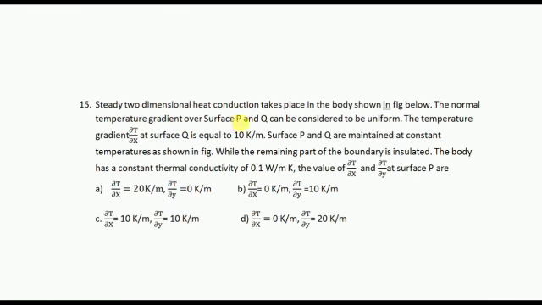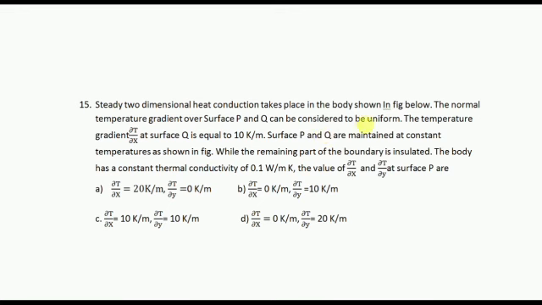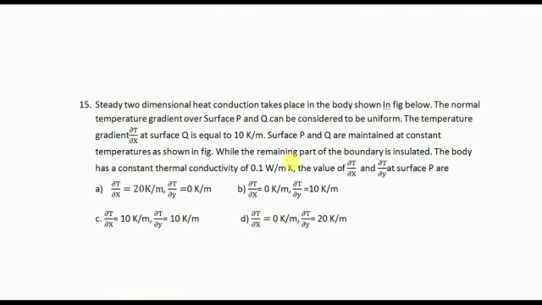Temperature gradient over surface P. This is P. This is Q. Okay, fine, considered to be uniform. That is, a uniform temperature gradient is there. Very good. Next, the temperature gradient dou T by dou X at surface Q is equal to 10 Kelvin per meter. Next, surfaces P and Q are maintained at constant temperature. Okay, the surface gradient is given and they are also telling that the surface is maintained at constant temperature.